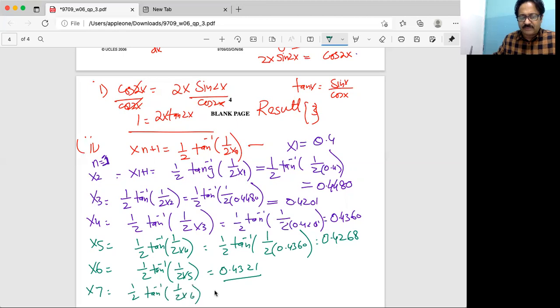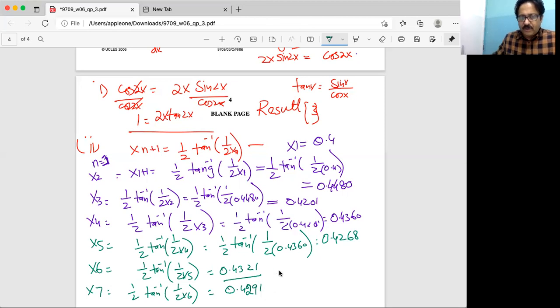Now see what x7 is giving me: 1 over 2 tan inverse of 1 over 2 x6. So the result is, put x6 here, 0.4321. Now 0.4290 I'm getting here. 0.4291. Yeah, 91 I got.